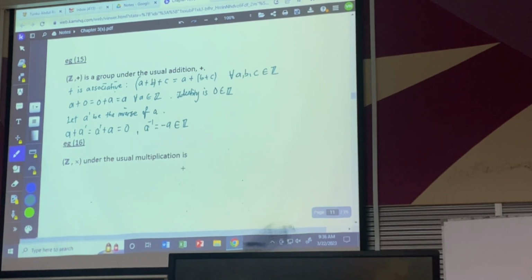Integer and multiply, do you think that this is a group? You try to determine, then give me your answer.